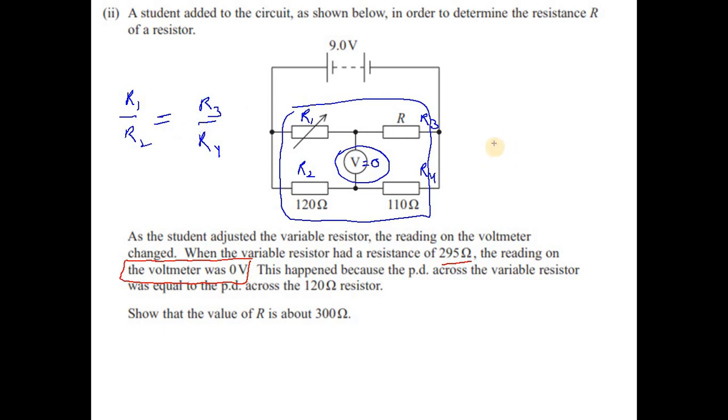We can figure out after substituting the values, that means 295 divided by 120. This is R1 and R2. R1 is 295, the resistance of the variable resistor, which is the same as R divided by 110, and then you can rearrange and figure out R, and R will be approximately 270.4 ohm, or you round it off, you can say 270 ohm.